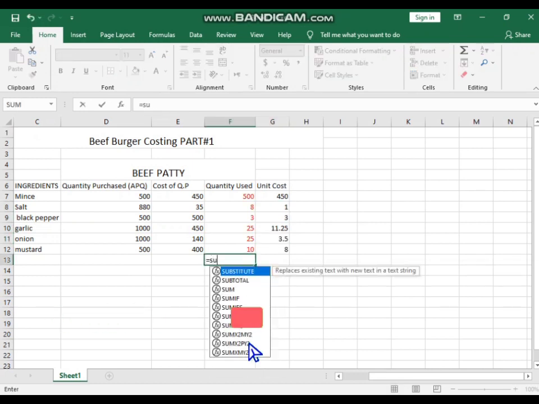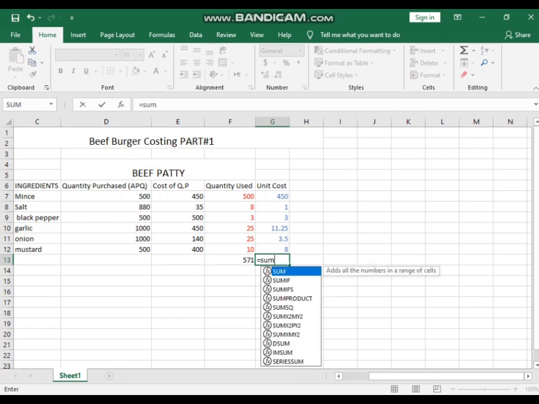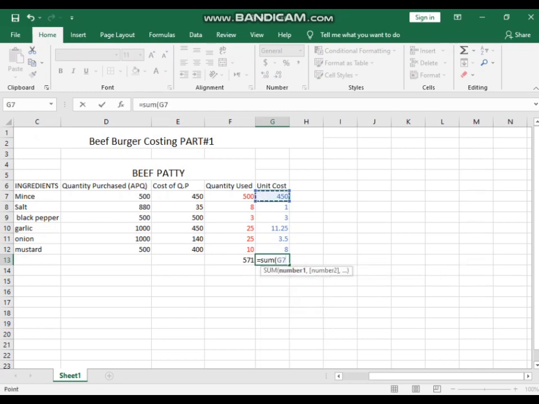Now you have to sum the values of the quantity used column by applying a simple formula, equal to sum, and select all the values of the column. Now you have to use the same formula in the unit cost column and sum all the values, and also round off the decimal values. Remember that.